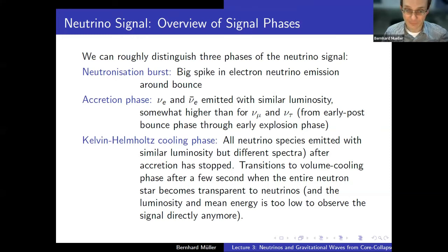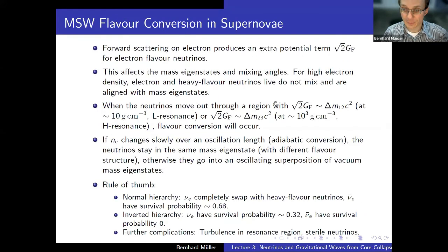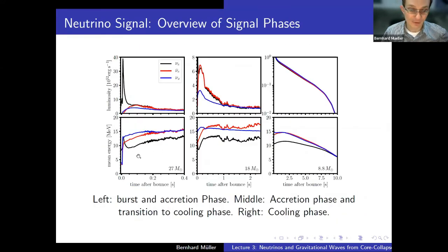Then you get a phase, the accretion phase or an early explosion phase, where you predominantly emit nu E's and nu E bars, electron neutrinos and antineutrinos, with similar luminosities, and a bit less in heavy flavor neutrinos. And then a cooling phase where all the neutrino luminosities become similar. So you see those phases illustrated here in this diagram.